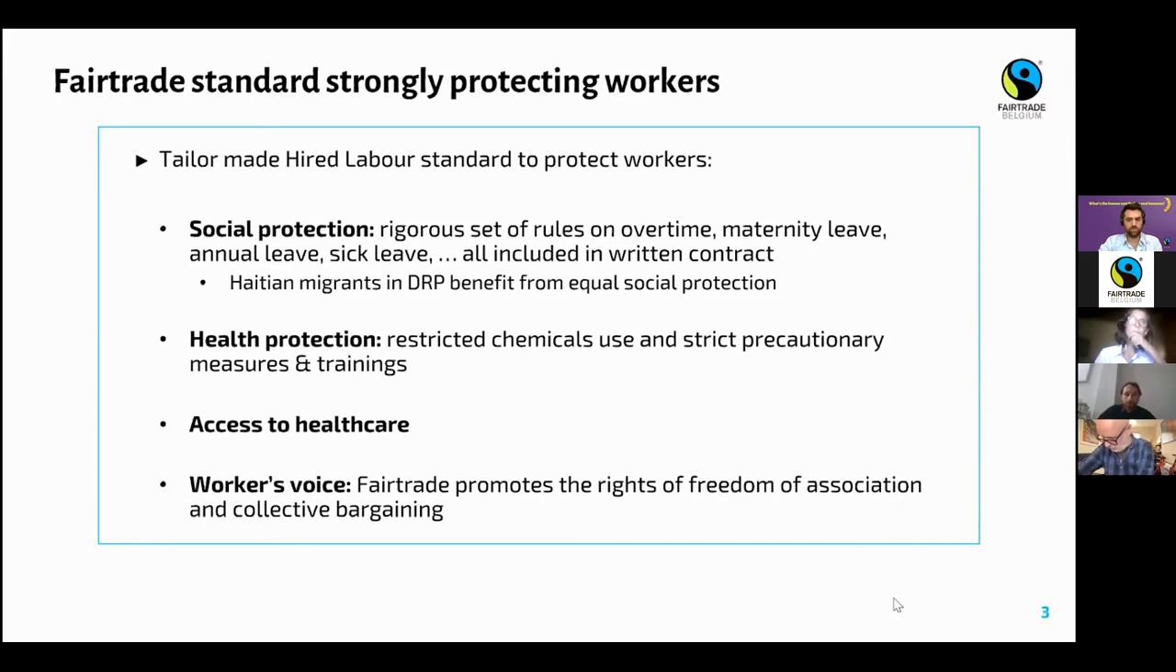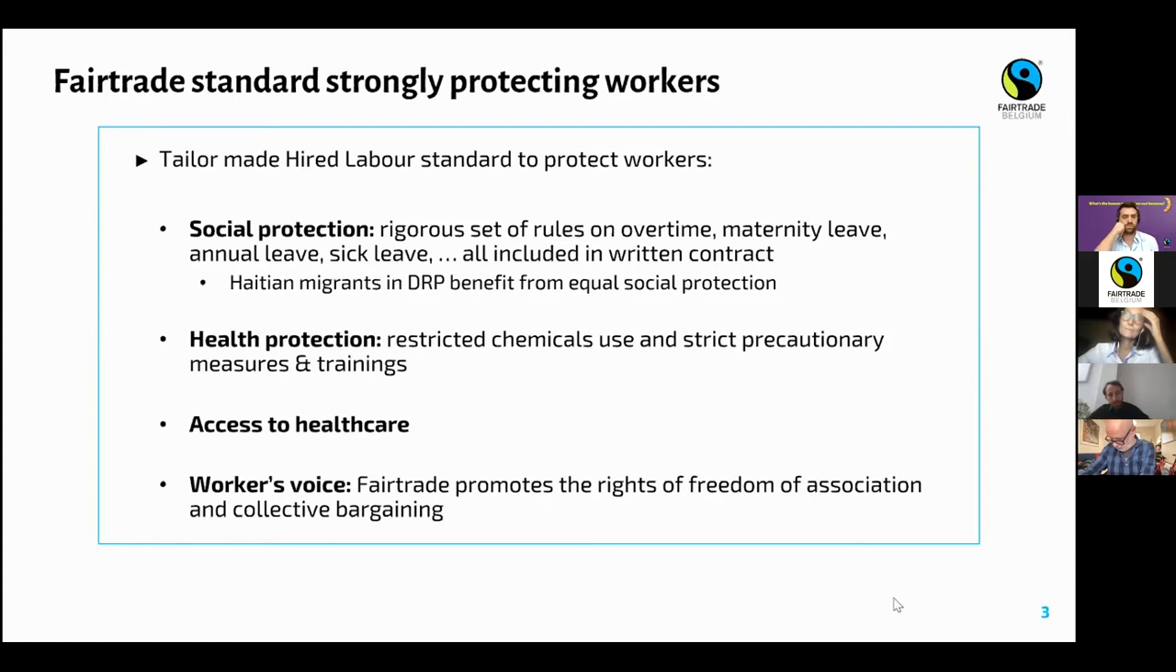I showed you that in Fairtrade certified bananas, one of the main countries of origin is Dominican Republic. We know that more than 70% of workers in Dominican Republic have Haitian roots and, for a big part, are not registered in Dominican Republic. But one of the essentials of our standards is non-discrimination. So we also request that these workers benefit from the same social protection as the other workers, but they should be registered in the farm or in the cooperative.